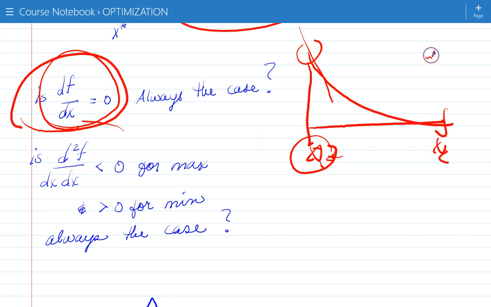Now what about this case? Is the second derivative always less than 0 for a maximum or greater than 0 for a minimum?